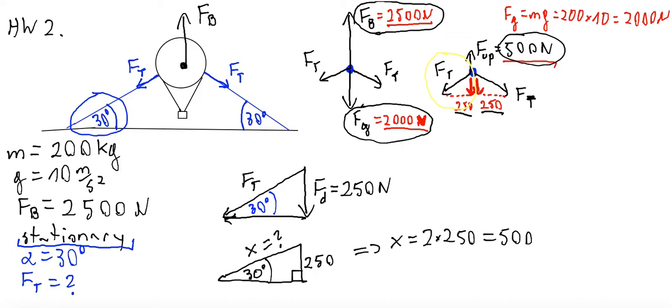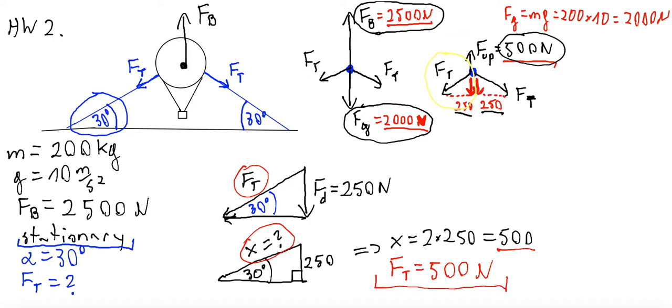Okay, so what is the final answer? If the longest is the tension of the cable, then the tension of the cable is equal to 500 newtons. Okay? So if the tension is 500 newtons, then this component of the tension acting vertically down is equal to 250. 2 times 250 gives 500, which is able to balance the difference between 2,500 and 2000 newtons.